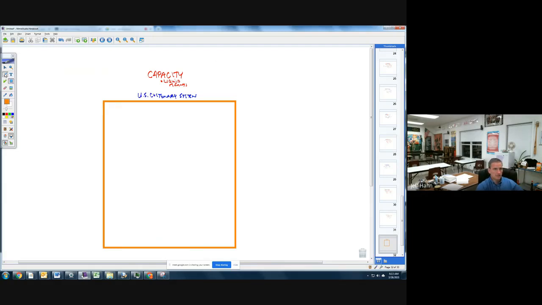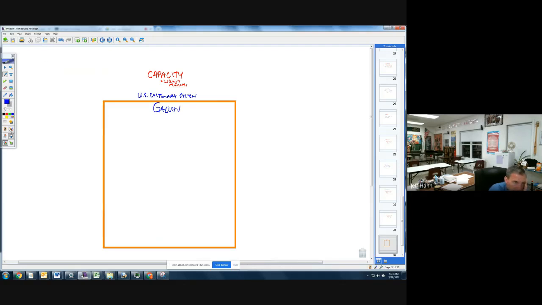Here's a handy dandy little way to remember. Because you know that our customary system is made up of gallons, pints, quarts, cups, and then it goes into teaspoons and tablespoons and ounces and so on. This is probably the best way to remember it. So this entire box right here stands for a gallon. That's the big box right here.